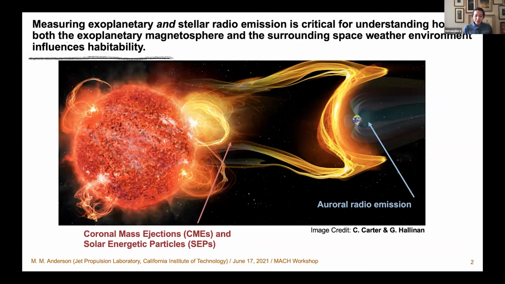On the other side of that picture, we can also use radio observations to probe the high energy particle environment provided by each of those exoplanets' host stars. And so in this nice artist conception, radio observations of exoplanetary aurora can provide constraints on magnetic field strengths, and radio observations of stellar space weather events, things like CMEs and SEPs, can help us understand the high energy particle environments around each of those planetary magnetospheres.